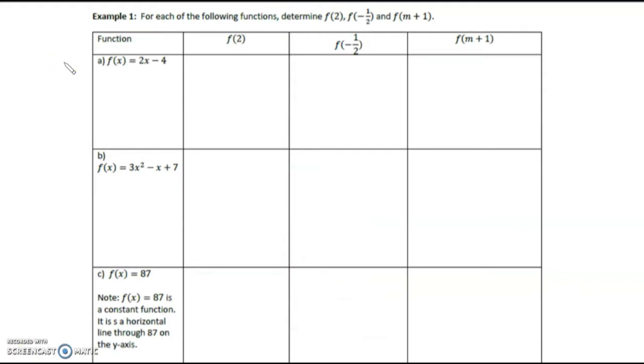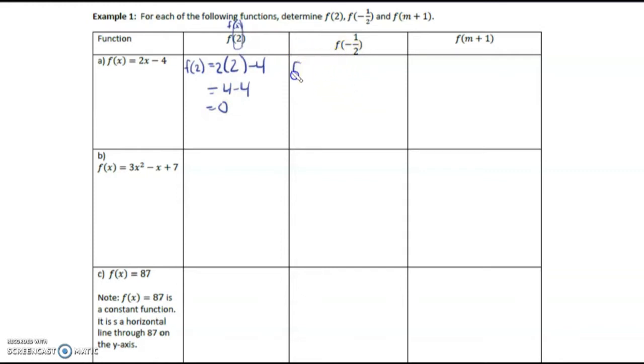Okay, for each of the following we're going to determine f at 2, f at negative a half, and then f at m plus 1. So if we have the function f at x equals 2x minus 4, we write this as f at 2 equals, now we can go ahead and sub in, because remember this is usually f at x. We sub in 2 for the x. So this is 4 minus 4, and we get 0. That one's an easy one.